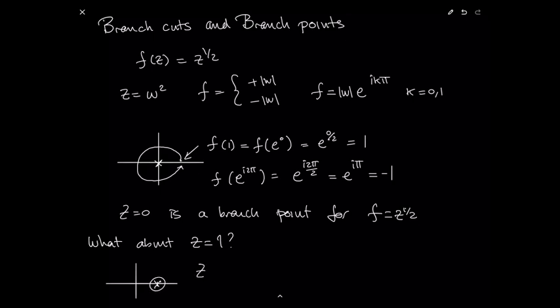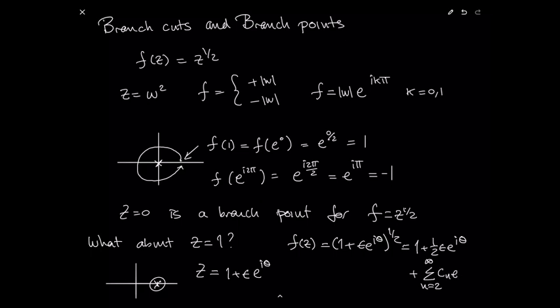And so let's write that out. We've got z equals 1 plus epsilon e to the i theta, where epsilon is just the radius of the loop. If we plug it in, what do we get? We have f of z equals 1 plus epsilon e to the i theta, to the 1/2, which we can Taylor expand. That gives us 1 plus 1/2 epsilon e to the i theta plus all the higher order terms. I'm not going to worry about the constants of the Taylor expansion. I'm just going to write down C n e to the i n theta epsilon to the n.